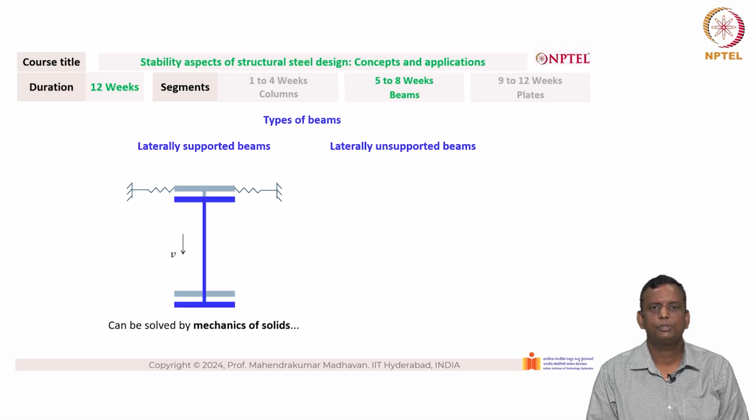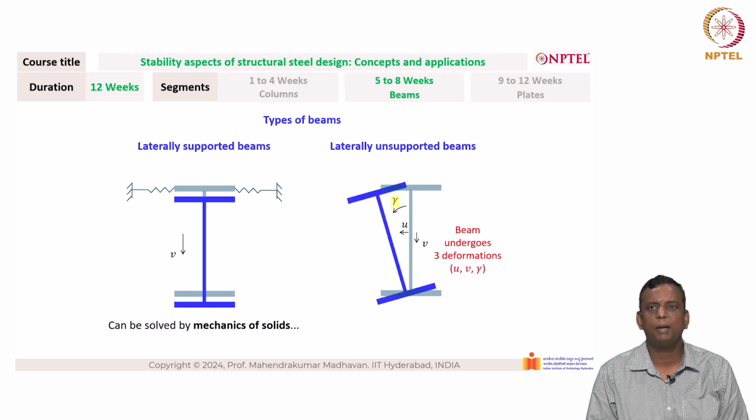It can be solved using mechanics of solids, whereas laterally unsupported beams not only undergo vertical displacement, but also move laterally in the u direction, and also twist, which is measured by gamma. So the beam undergoes 3 different deformations, u, v and gamma, and these laterally unsupported beams are governed by stability, whereas the laterally supported beams are governed by strength.